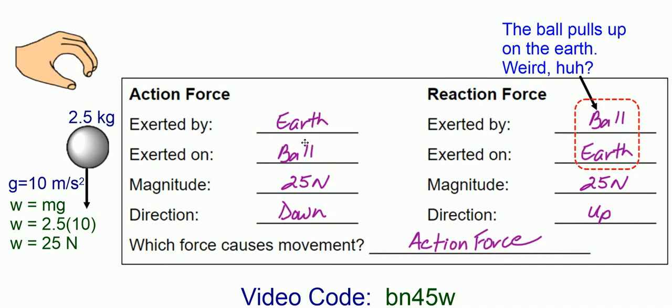Now, the kind of unusual thing here is the reaction force. We reverse these two, don't we? The ball pulls on the earth. Isn't that kind of strange? The ball pulls upward. Of course, it's still 25 newtons. This force here is down, so this one here is up. That's the opposite. So the ball pulls up on the earth, doesn't it? Of course, the earth doesn't move very much because it's so darn heavy. So the question is, which force causes the movement of the ball? And the answer here is the earth pulling down. It's the action force, isn't it?